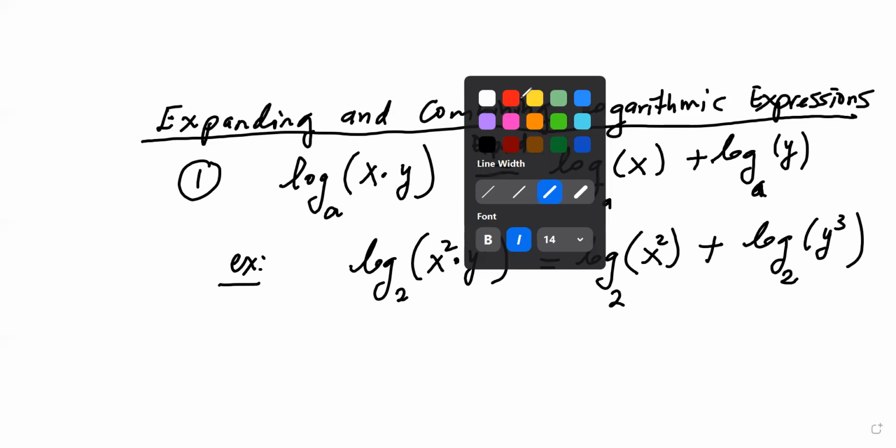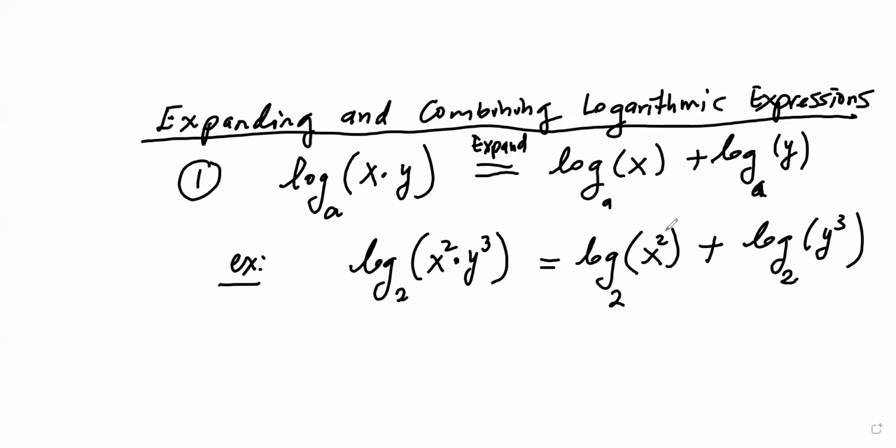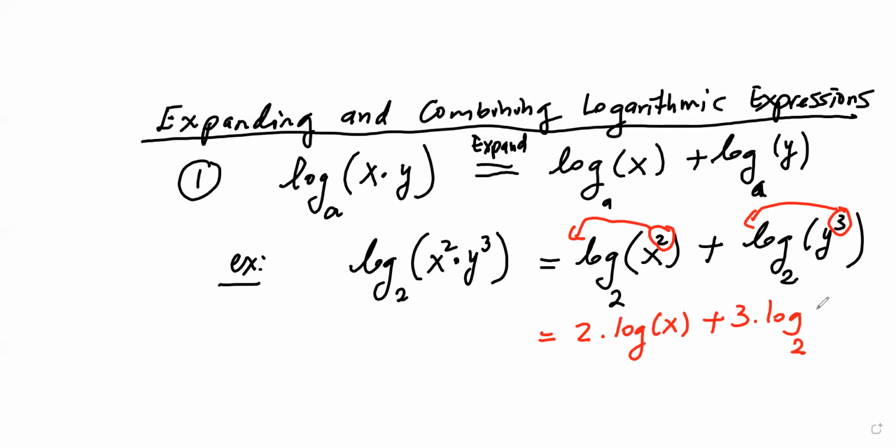And then we have another property that says if you have a power, if your input is an exponent, you just move the exponent of that input right in front of the logarithm. So you can just do 2 times log base 2 x plus 3 times log base 2 y. So you do this until the input has no longer any power. Then that's it. We'll leave it like this. This is called an expansion.